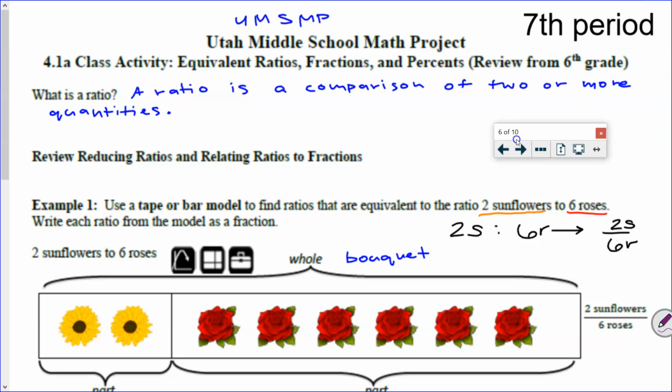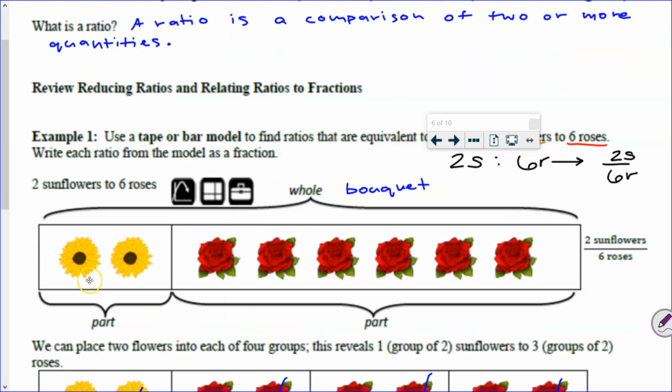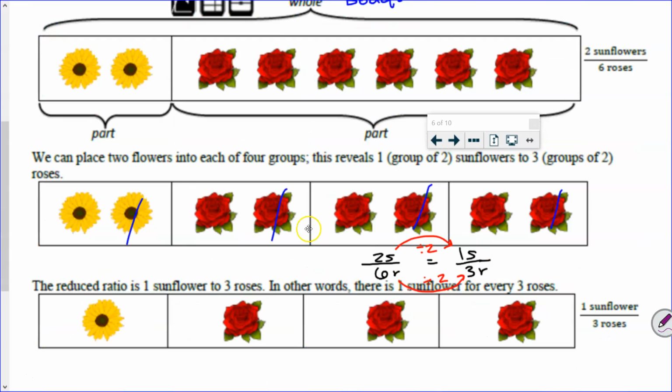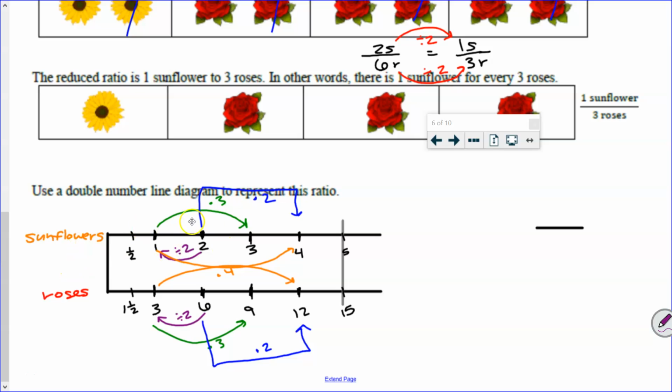This is part 2. In our last video, we talked about what a ratio is. Remember that a ratio is a comparison of two or more quantities. Not often will we be comparing more than two, but sometimes we will. We saw in our last video that we have a couple of different models to use. This is what we call a tape or a bar model. We also made a double number line diagram.